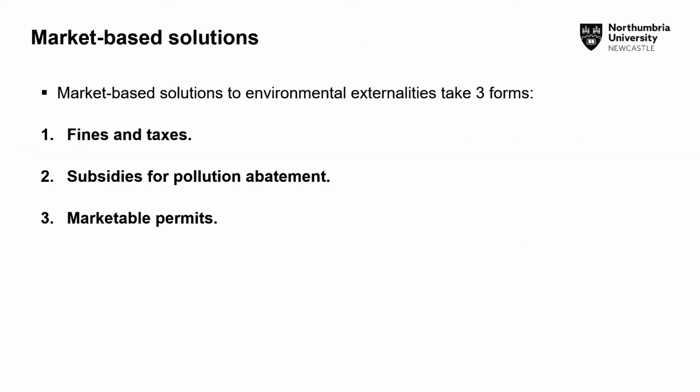So let's start with market-based solutions, and broadly there are three forms that market-based solutions to externalities, specifically environmental externalities, can take. In other words, activities that impact the environment and the costs of which are borne by other parties aside from the one that is polluting. First of all, we have fines and taxes. Subsidies for pollution abatement is the second one, and also marketable permits. We'll cover these in detail, including the mechanics, in the slides that follow.